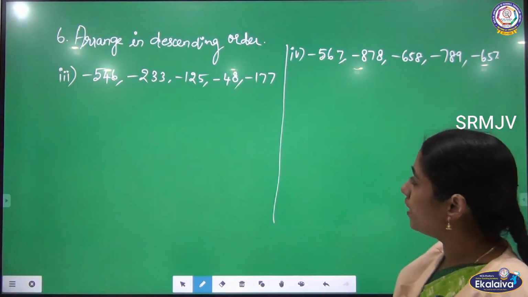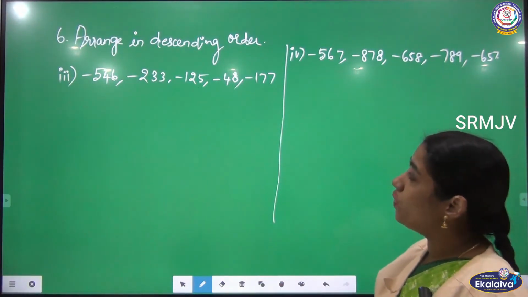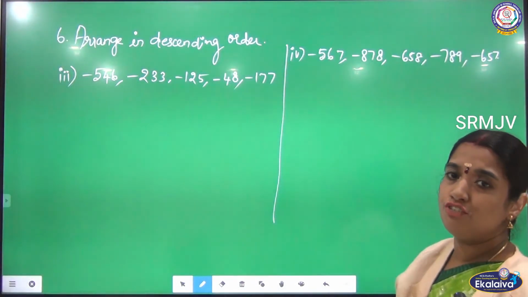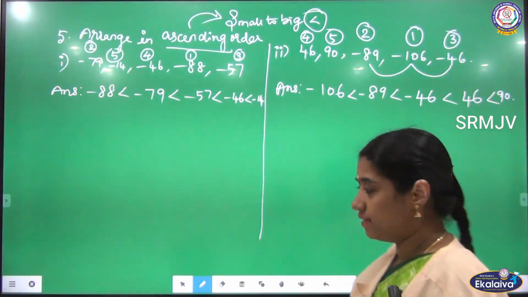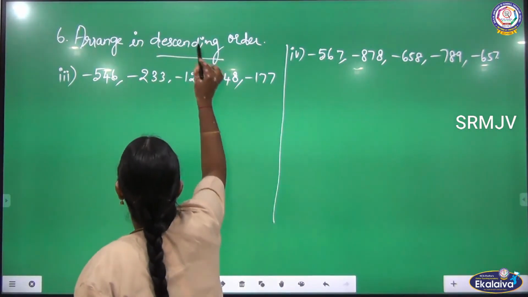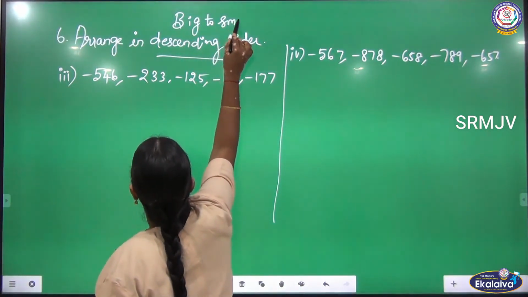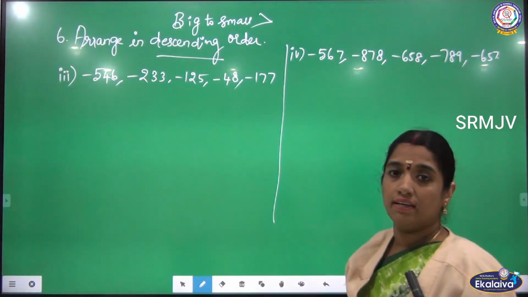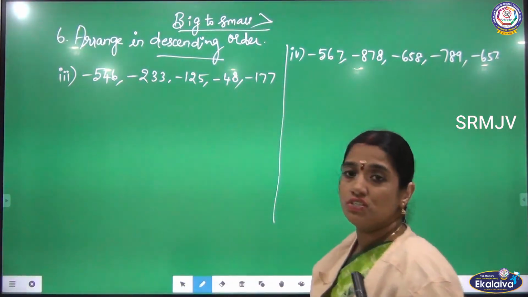Descending order. Okay, so in the descending order also they are given the negative integers, so you are going to arrange from big to small. Okay, listen, ascending small to big, descending big to small. Descending you are going to arrange from big to small and you are going to write the greater symbol. What symbol you are going to write? Greater symbol. Is it clear, children?